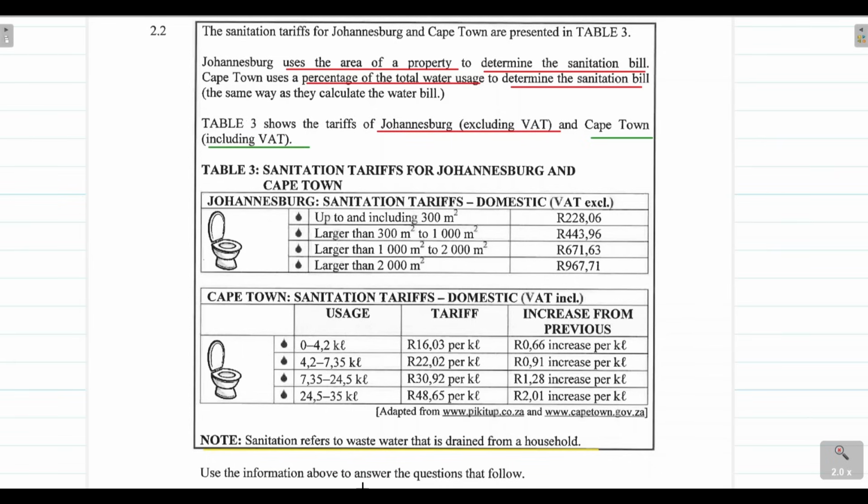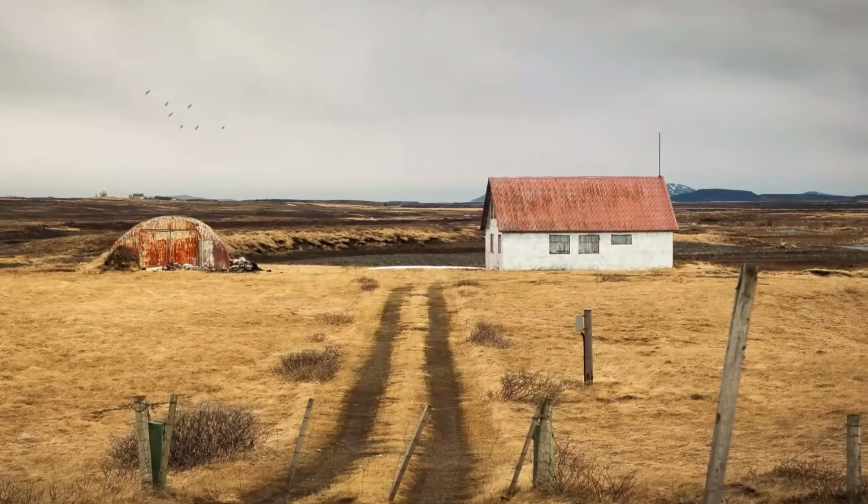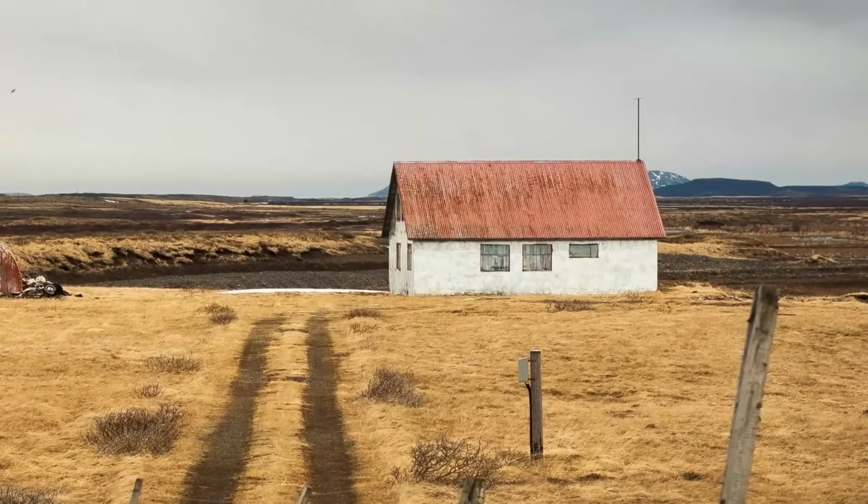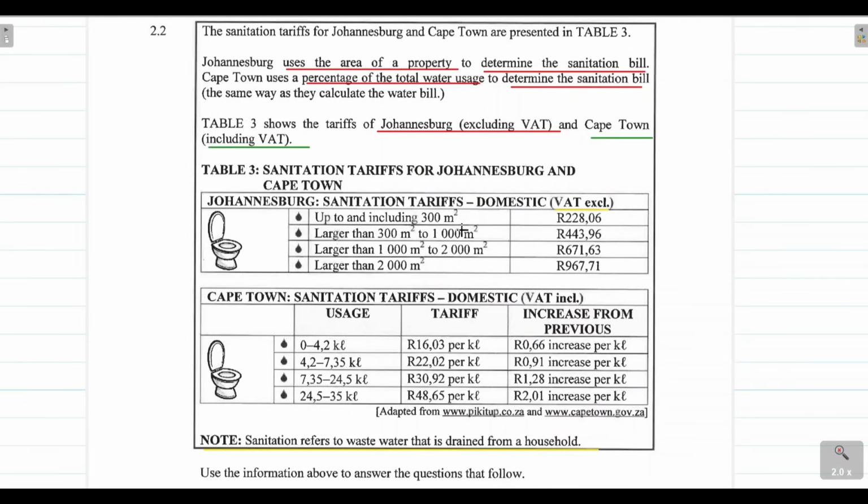Okay, so let's go back to what the table is giving to us here. We are told that Johannesburg sanitation tariff, and we know that for Johannesburg's sanitation tariffs, your VAT is excluded. Okay, so please remember this. And remember, we are told that when calculating the bill for the sanitation in Johannesburg, you basically use the area of a property. How big the property is helps you determine how much you'll have to pay towards your sanitation bill.